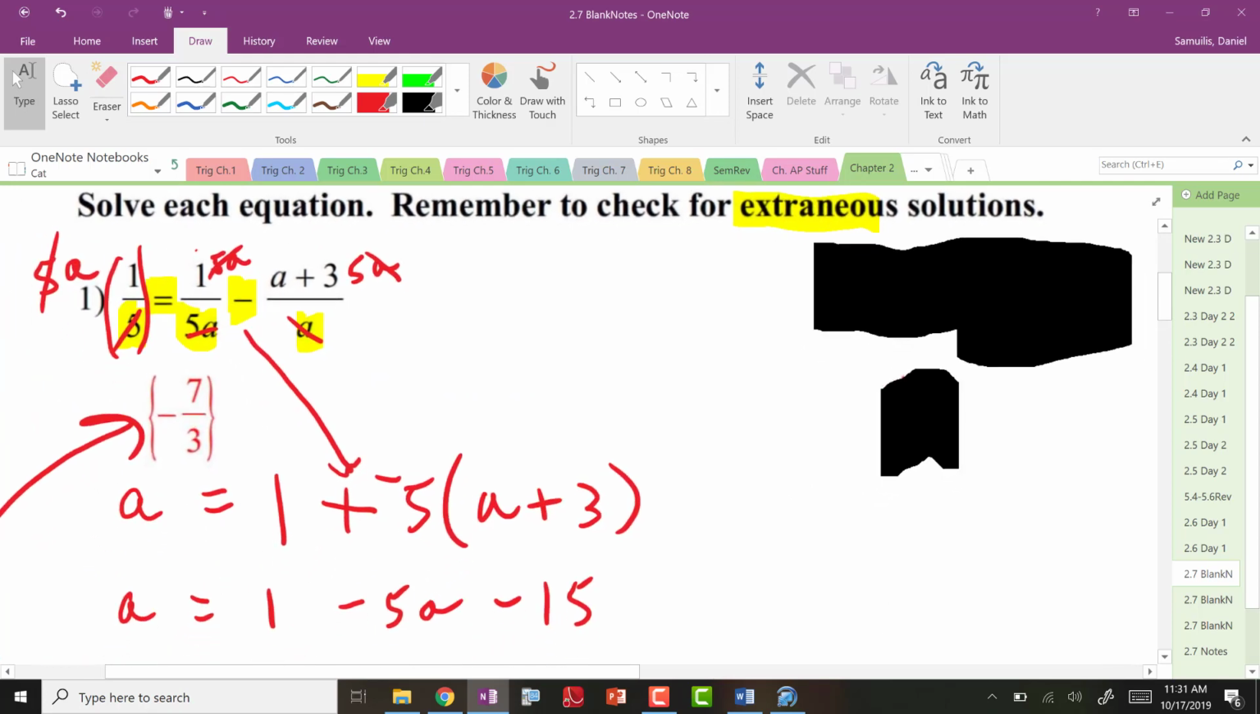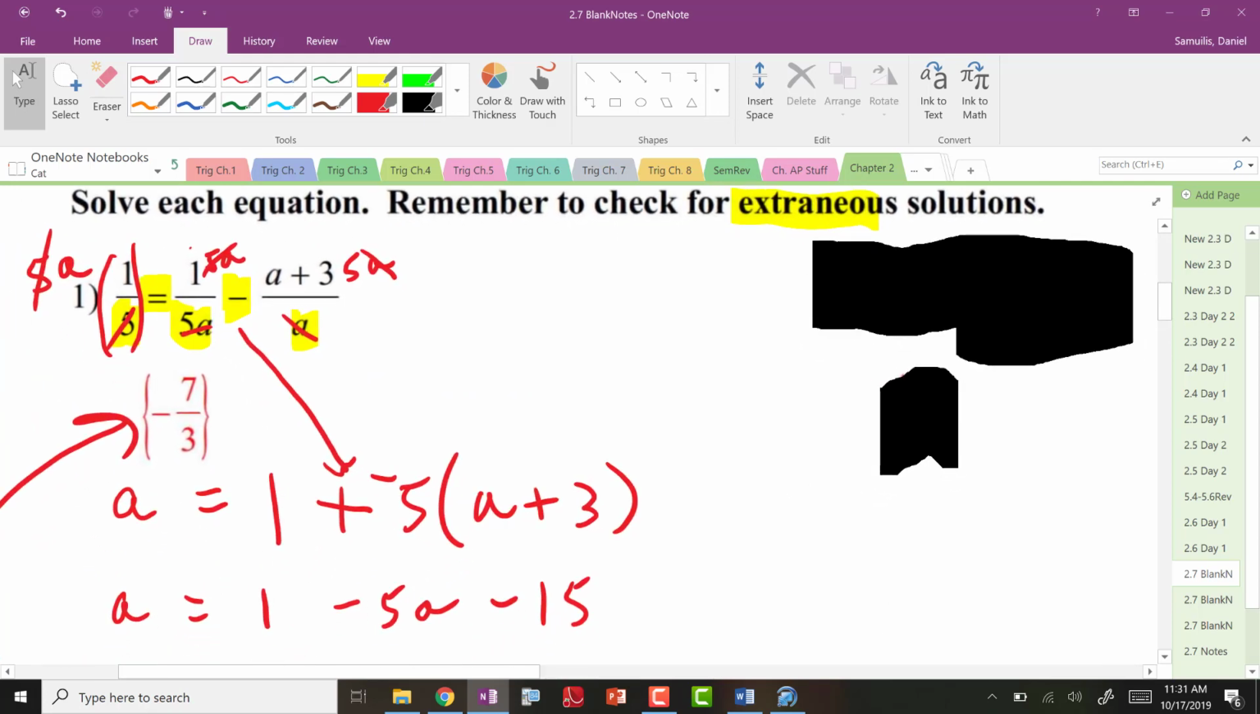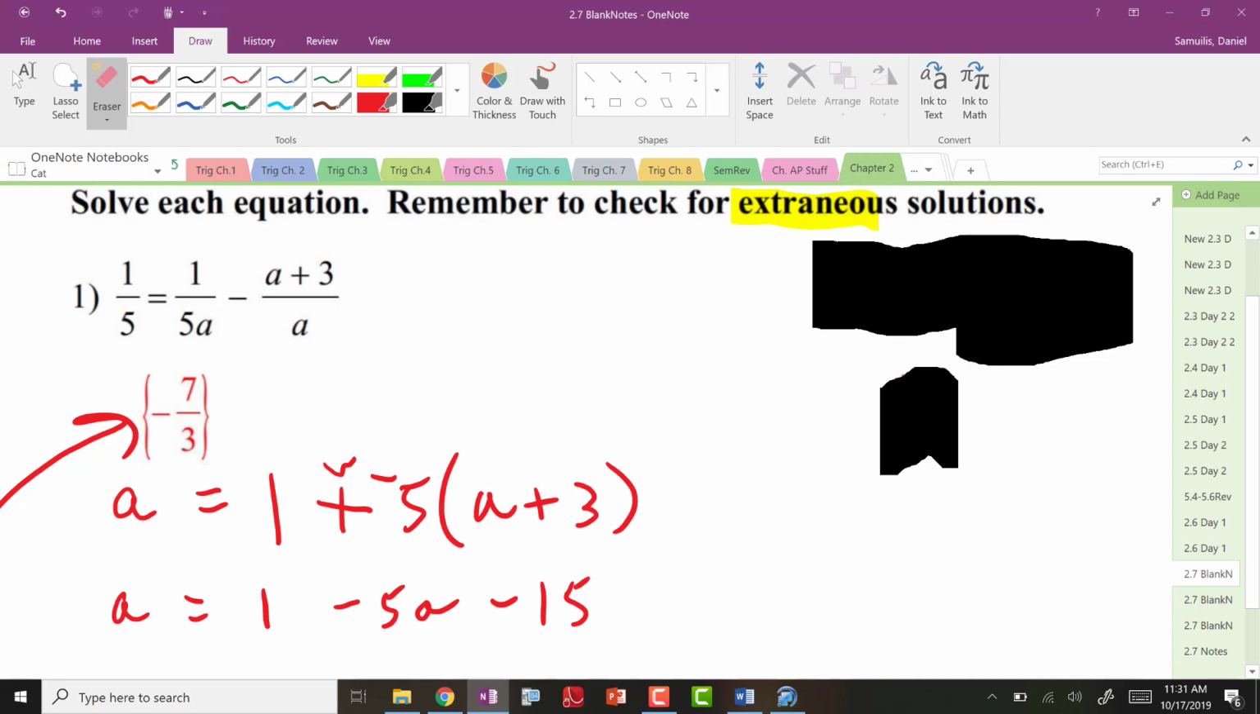How can we get extraneous solutions? Well, let me just ask you this, looking at the original beginning, what couldn't A equal? There is no way A could equal this because then this would be undefined. I guess I gave it away. A could not equal 0.